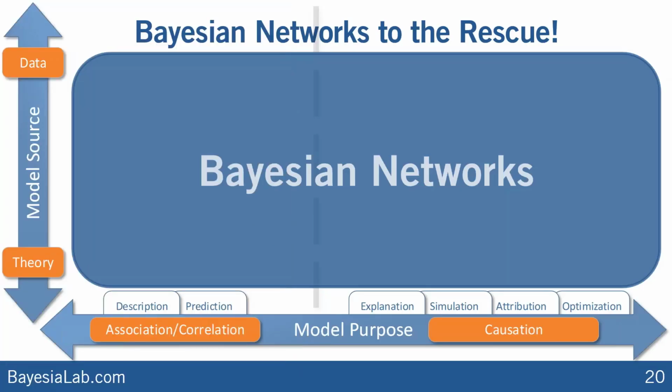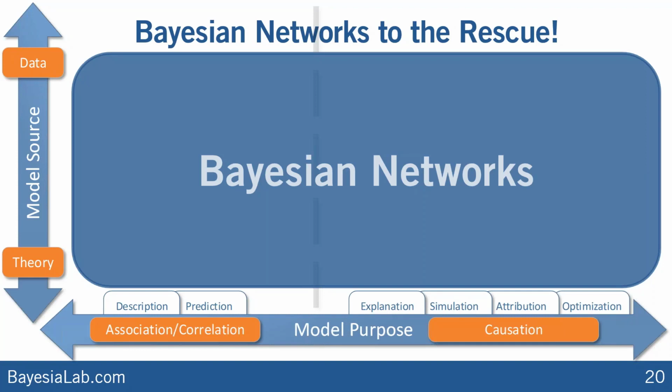Once again, Bayesian networks come to the rescue, and I'm sharing with you this map of analytic modeling and reasoning, which you have probably seen before. The point of this graphic is to highlight that Bayesian networks can cover the entire spectrum of model purposes, and can also cover the entire spectrum of where models come from, the model source.